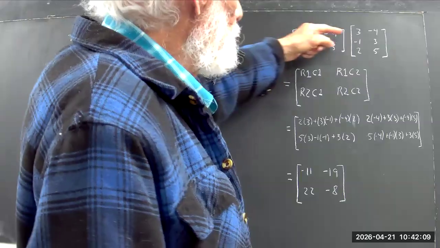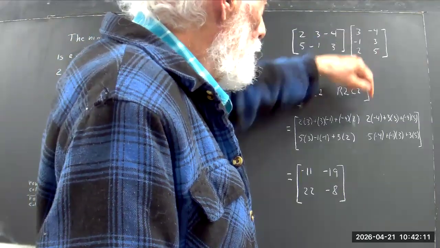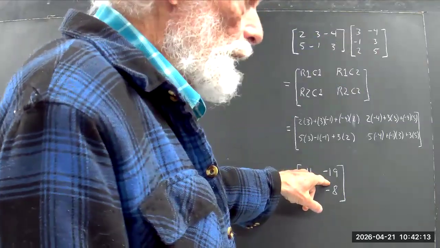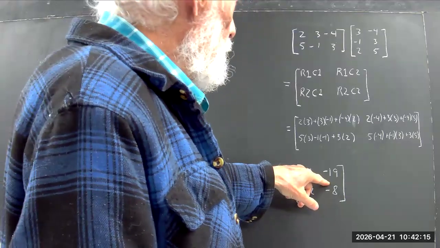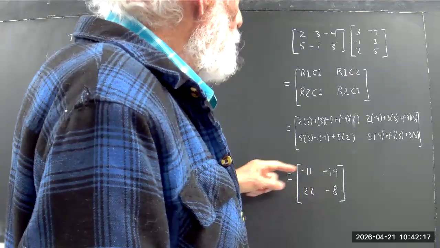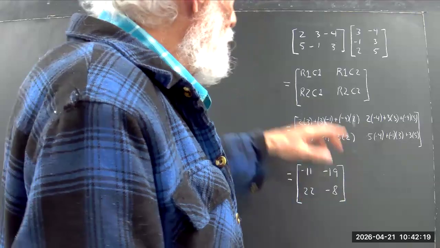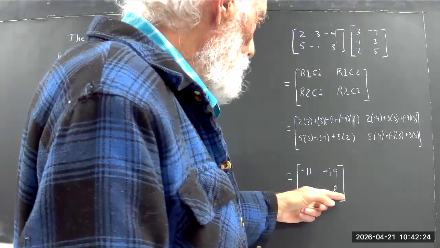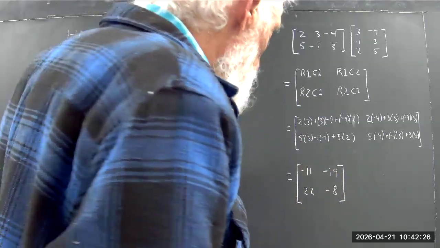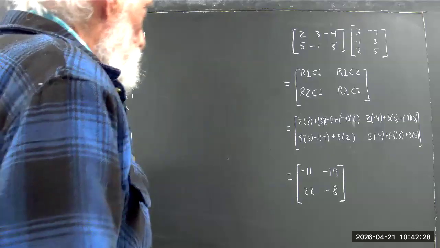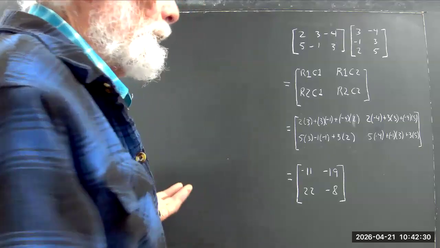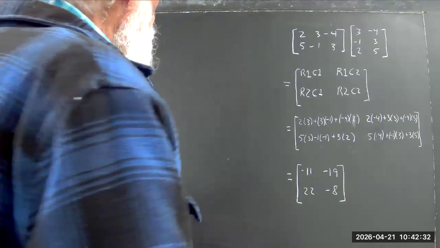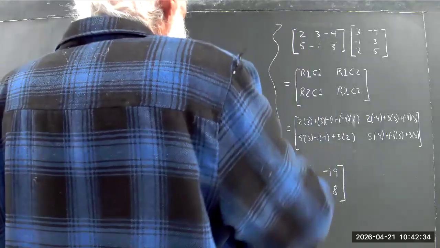And then we multiply the first row times the second column. I got -19, make sure I'm right. And that goes in the first row, second column. And then the second row times the second column gives us -8. That goes in the second row, second column of our matrix. Now that's the process of matrix multiplication. It's that simple. You'll see other examples in open math in your homework, etc.